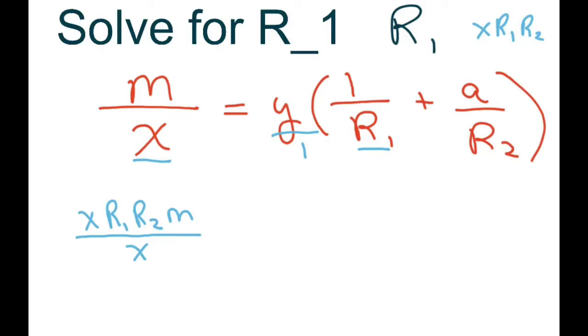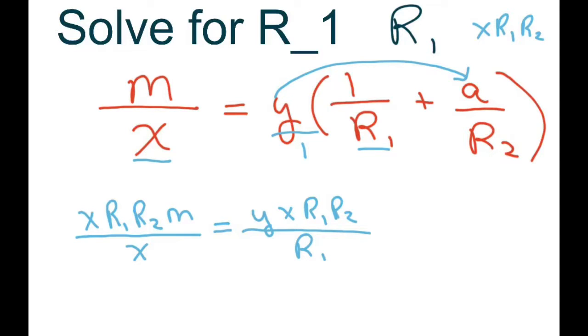We're going to cancel those x out. What we're doing is clearing the fractions, basically. Then you have y times, I'll do this first piece here, y times x times r1, r2, all over r1, and then go ahead and distribute the y, so you get y a times x, r1, r2, all over r sub 2.